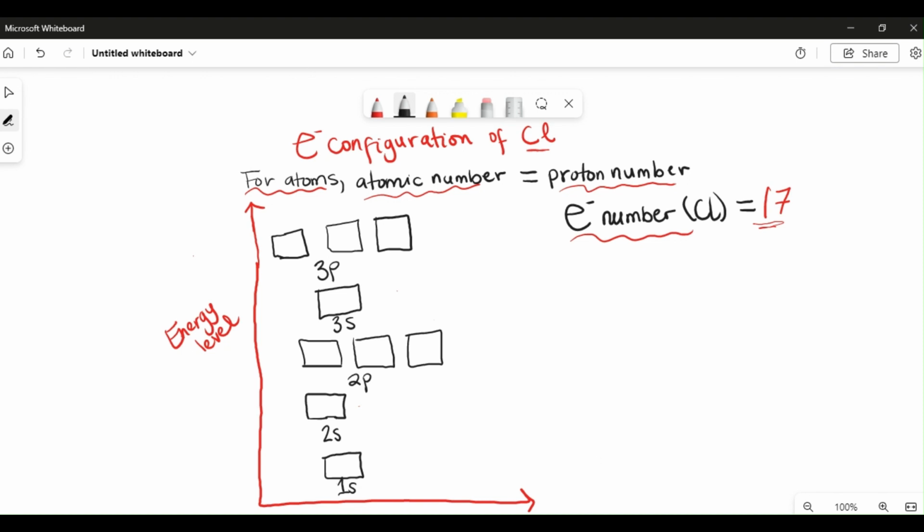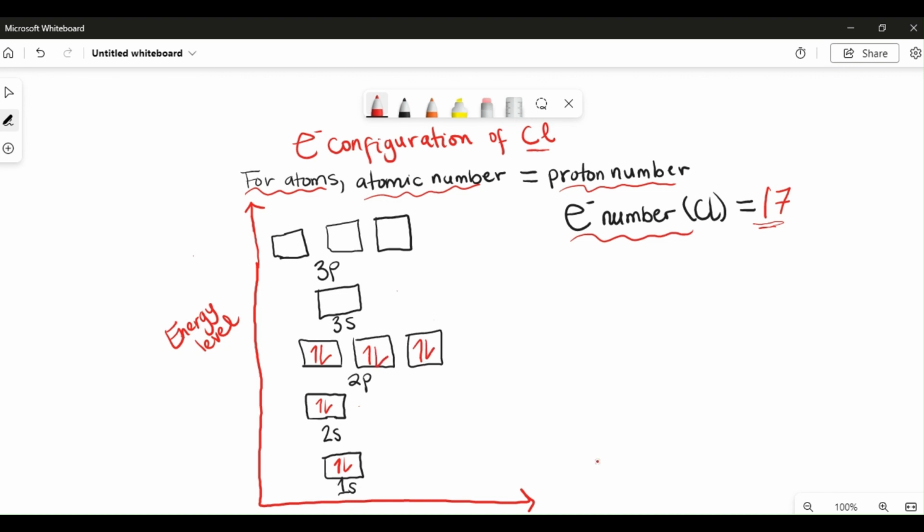So we're going to start filling. We're going to fill two electrons only in each one of them. So we have 1, 2. So we've filled two electrons, remaining 15 electrons. We have 3, 4, 5, 6, 7, 8, 9, 10.